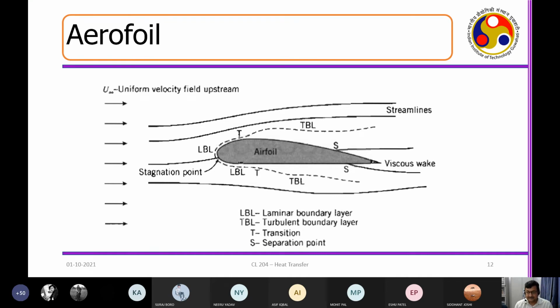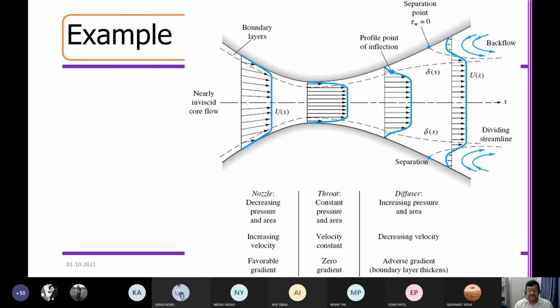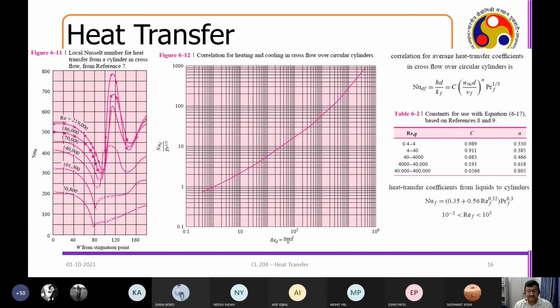Great. Once that has happened, this you will always study in the separation points and all. Essentially for any type of geometry, this is for a cylinder, this is for a sphere, if you do a study, you will find a critical Reynolds number beyond which the drag coefficient is minimum, and your operating point should always be like that, right?